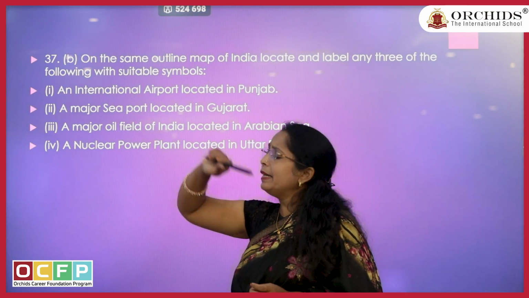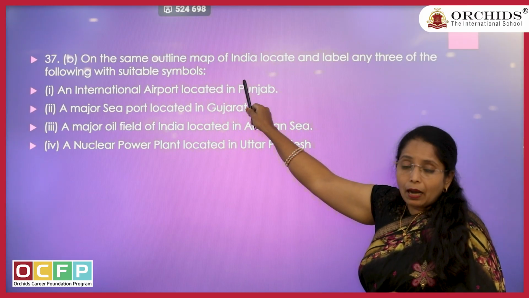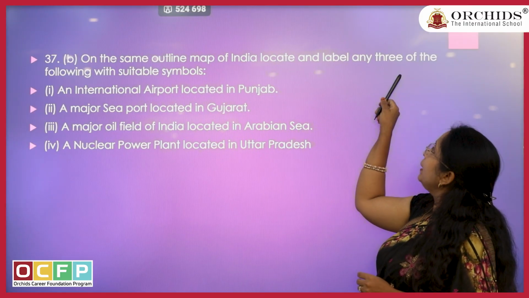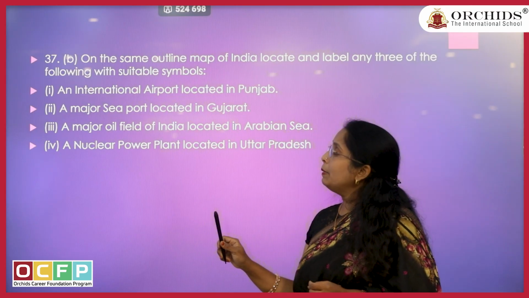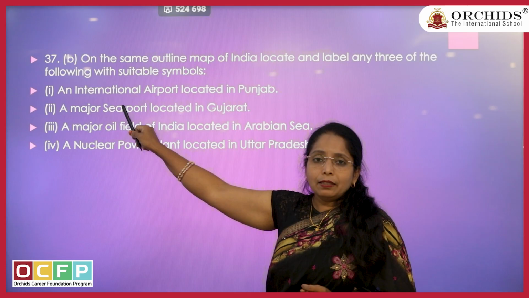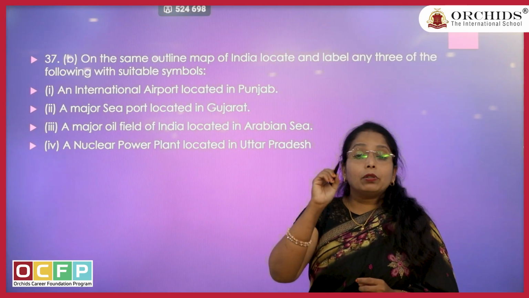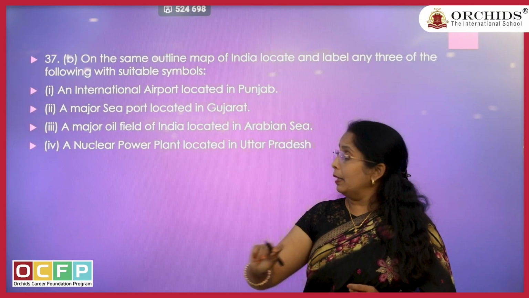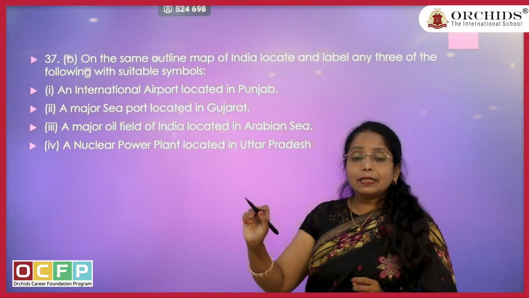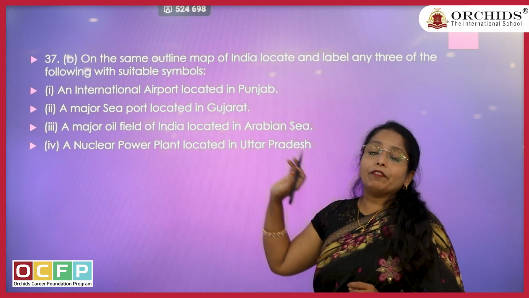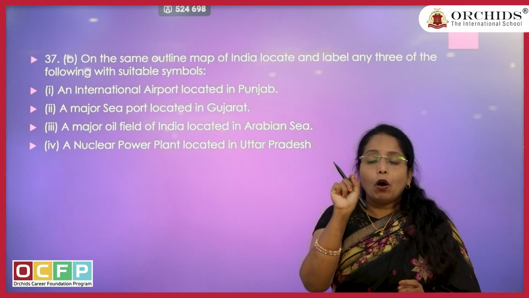Okay. The next question, 37B, is on the same outline map of India that was given to you. You should locate and label the following three with suitable symbols. So what are the suitable symbols? You know what the symbols are, children? Yes, you might have gone through many maps. In a map, if it is an airport, they give an aeroplane as the symbol. And if it is a seaport, they give a ship as the symbol. Then for a major oil refinery, there is a different symbol that you have to draw there.